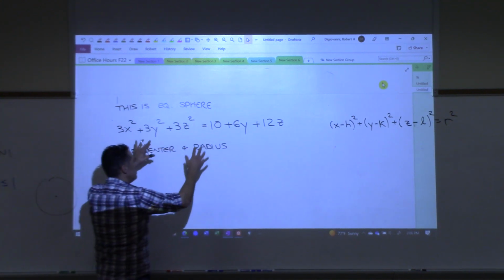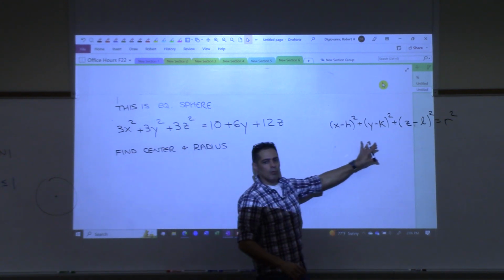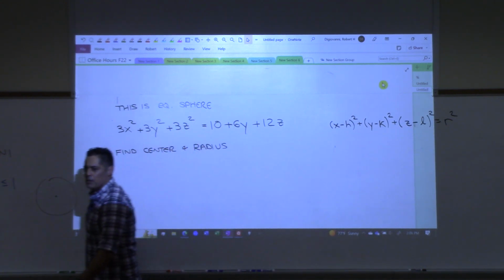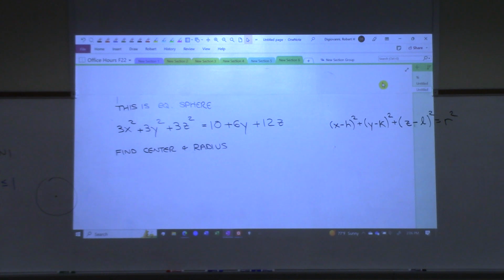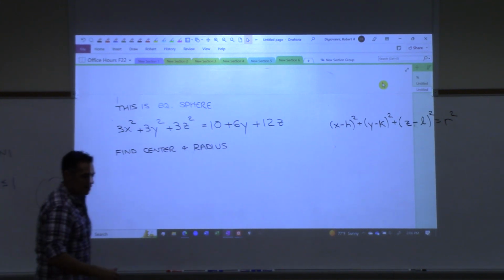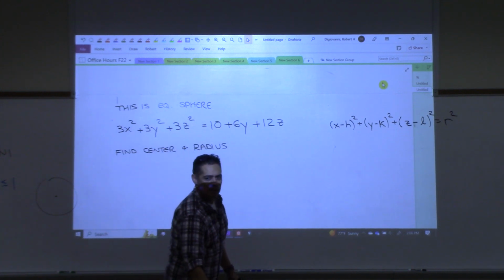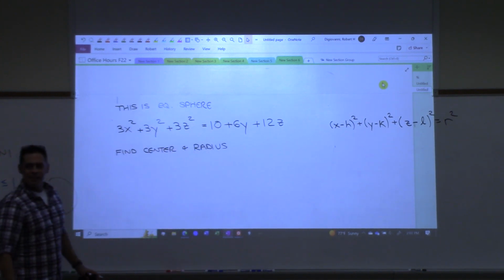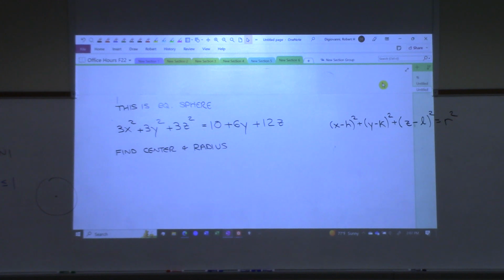We have to transform this into this, which you've done before. You just maybe don't remember. How do we get there? Start by moving the 6y and 12z over, and then what are you going to do? Complete the square. We got to complete the square.